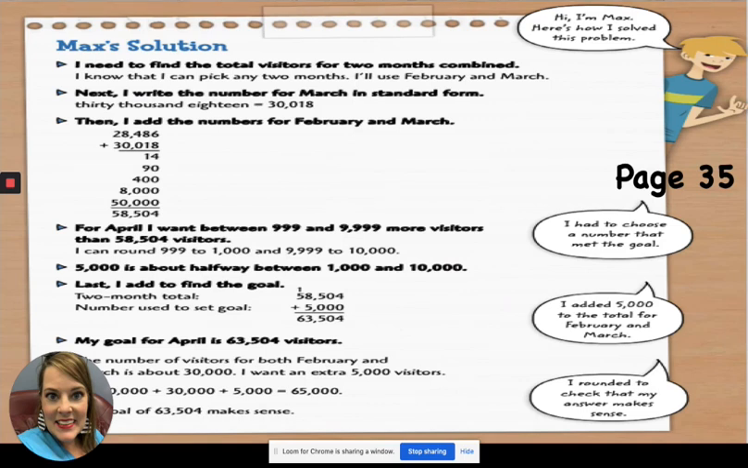Okay, so now that we have seen how Max solved the problem, you're going to have an opportunity to solve it in a different way on the next page. I want you to challenge yourself to come up with at least 2 different ways to solve the problem, different ways than Max did.